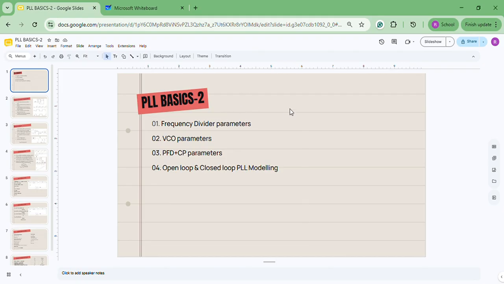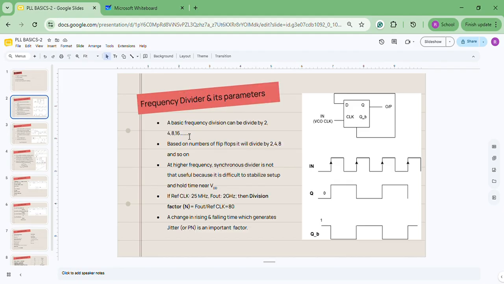Hello all, we are back with session 2 of PLL Basics. In this session, we will go through the basic design parameters of each block of the PLL. We will start with the frequency divider, VCO, PFD, and charge pump, and finally derive the open loop and closed loop transfer function of the PLL. We'll go through each block one by one. Let's dive into the frequency divider.